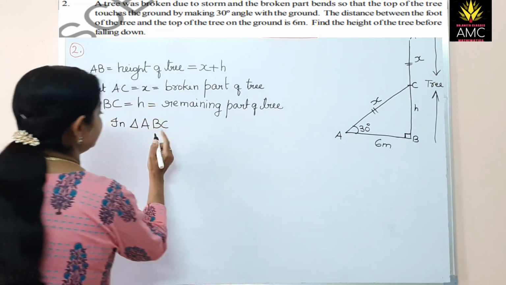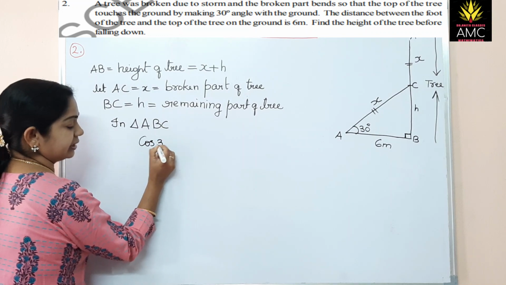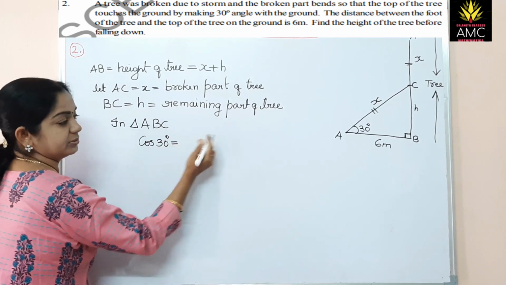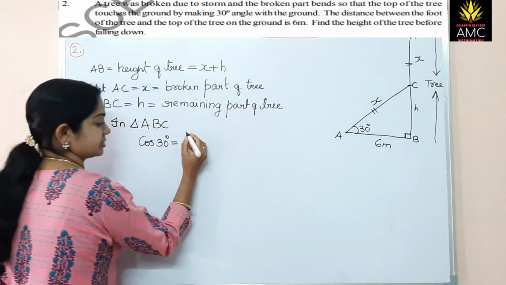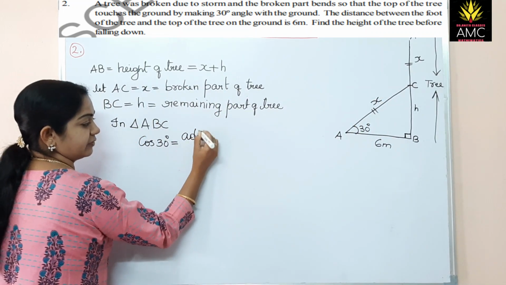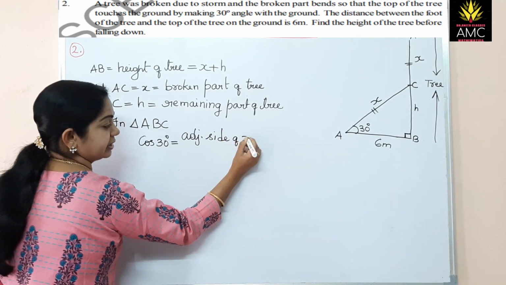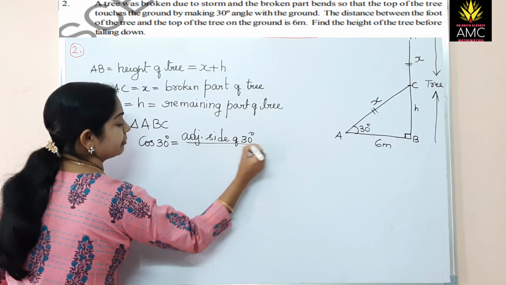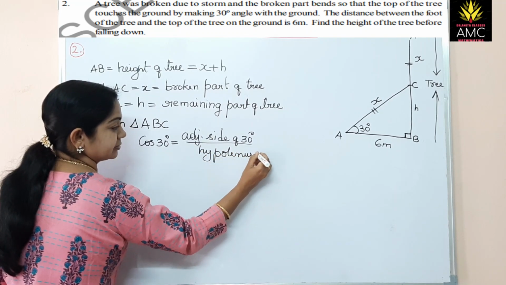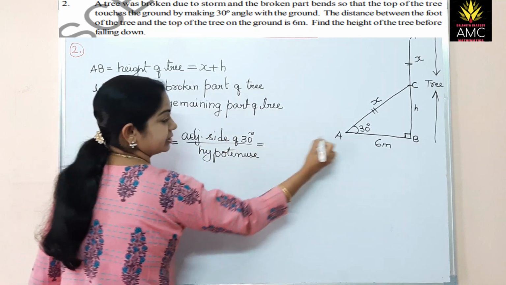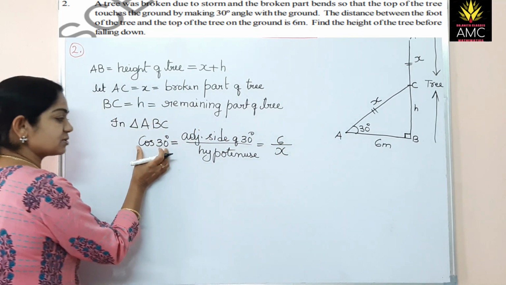In triangle ABC, cos 30 degrees is equal to adjacent by hypotenuse. That we have to mention. Adjacent side of 30 degrees by the hypotenuse. Now adjacent side to 30 degrees is 6 meters. Hypotenuse is x.